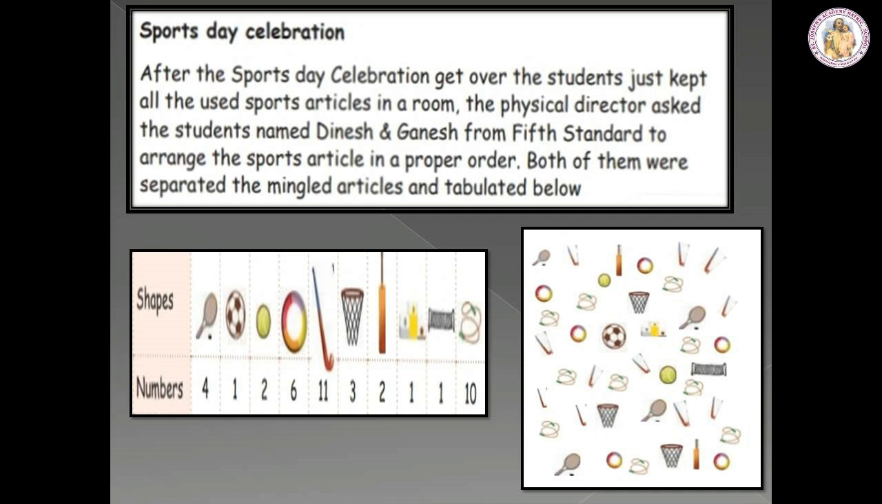How many basketball nets were there? Totally 3. How many cricket bats? 2. How many strings? 1. How many skipping ropes? Totally 10. And how many nets were there? It's only 1.